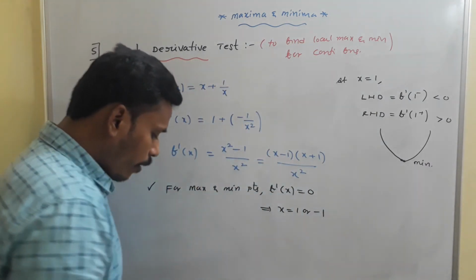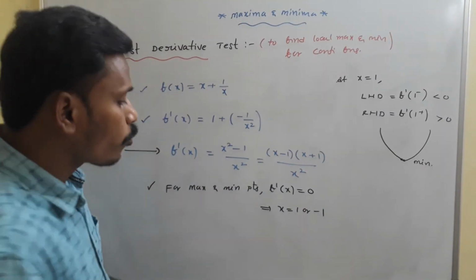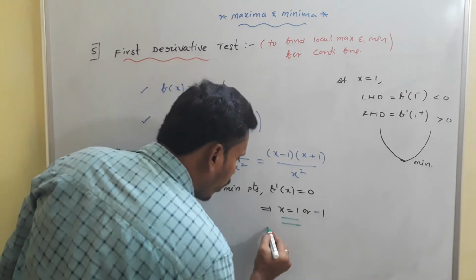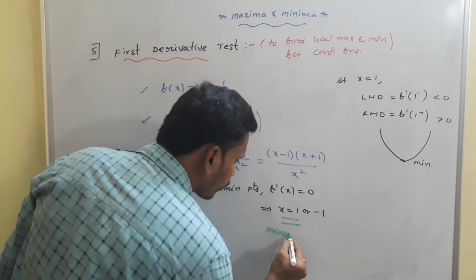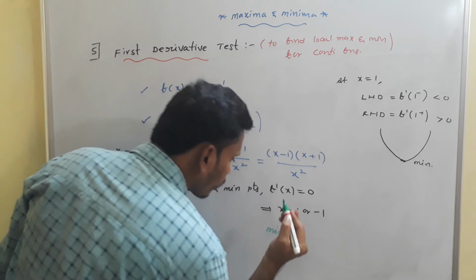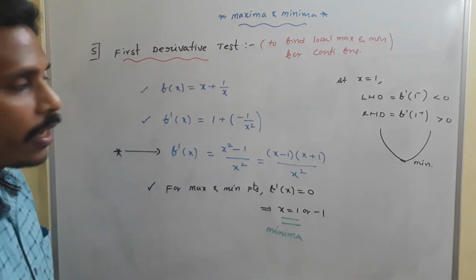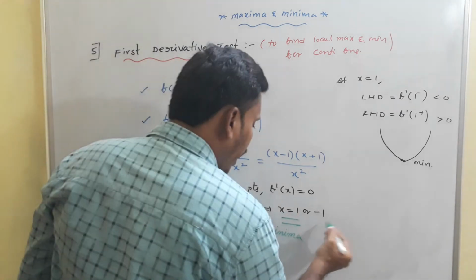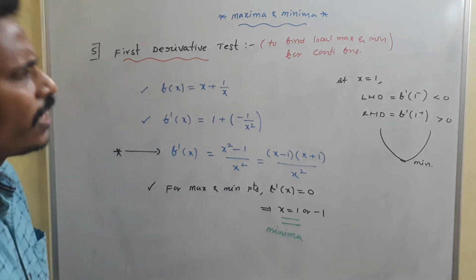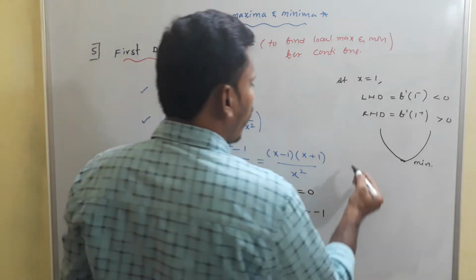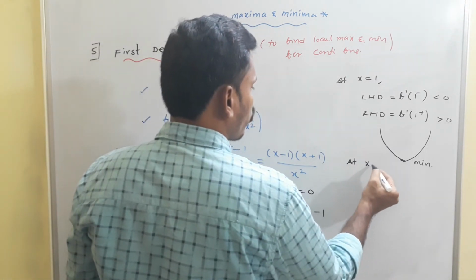So we confirm that x is equals to 1 is a minima point. x is equals to 1 is the minimum point. In the same way, we need to check at minus 1. It is obvious that we may get maxima there at x is equals to minus 1.